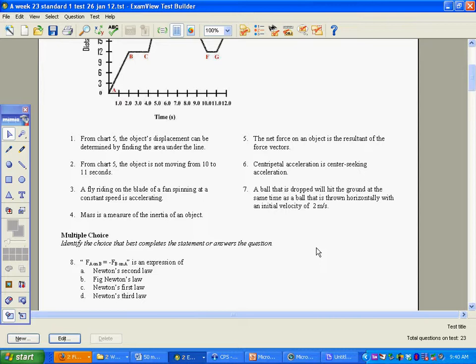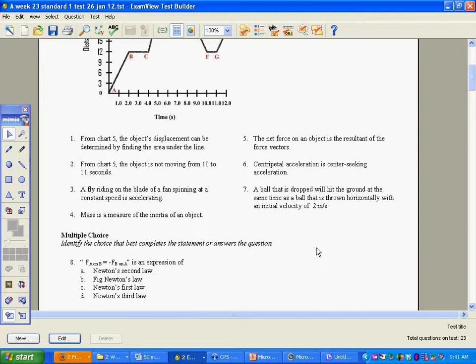Now, number 7. A ball that is dropped will hit the ground at the same time as a ball that is thrown horizontally with initial velocity of 2 meters per second. True or false? True. Because remember, y'all, we saw that little experiment. It doesn't matter whether it's thrown or whether it's dropped. What acceleration is bringing it down? Gravity, 9.8 meters per second squared. Make sure they're awake, please.